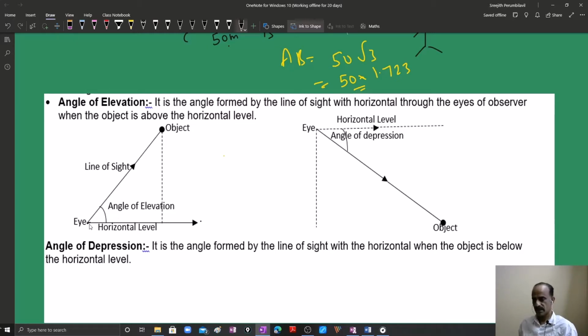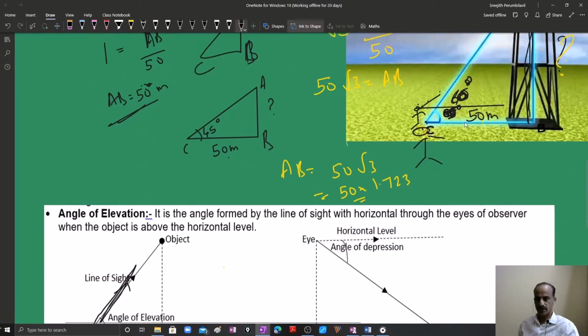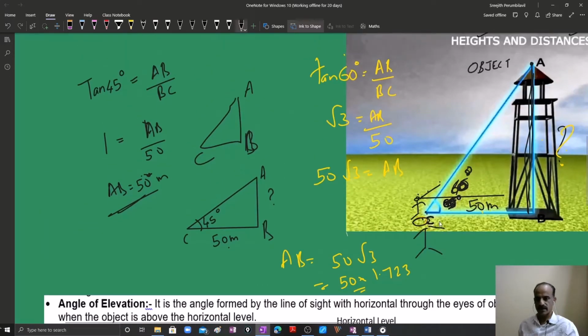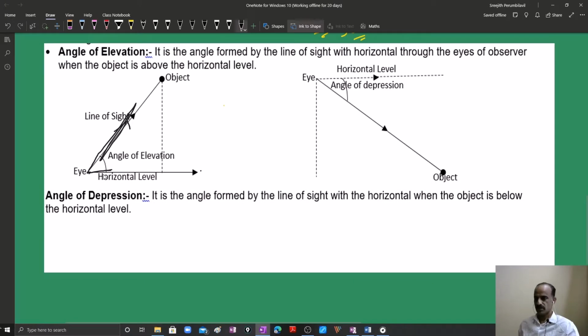Then the angle made with the line of sight, this is known as line of sight. Line of sight with the horizontal is known as angle of elevation. In this figure, when you look up, the angle of elevation is 60 degrees as given. So this is known as angle of elevation. So the first thing that we learn is angle of elevation. What is angle of elevation?